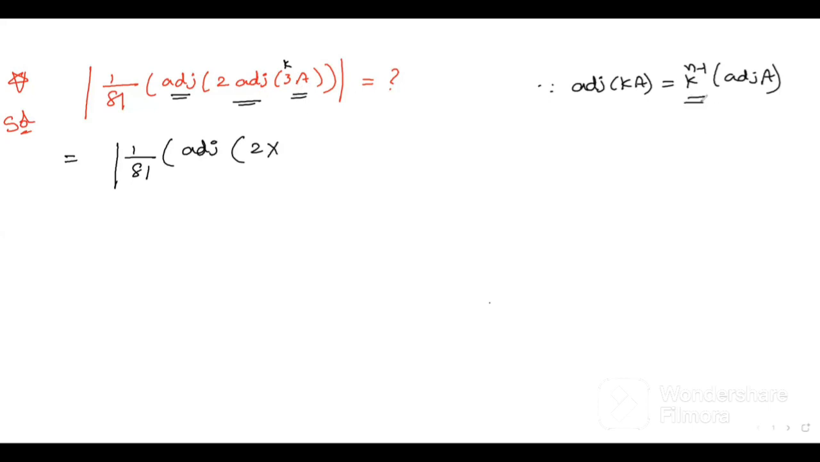should apply this formula K to the power n minus 1. Here K value, how much value? 3. 3 to the power n minus 1. Here n, how much value is given here? N is equal to 3. A 3 by 3 matrix is given here. From the statement, A is a 3 by 3 matrix. So 3 to the power 3 minus 1, into adjoint of A.